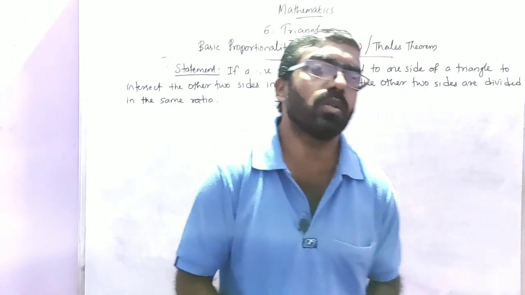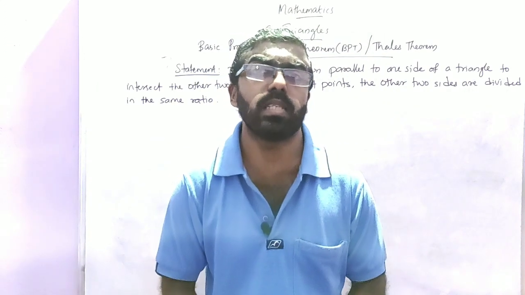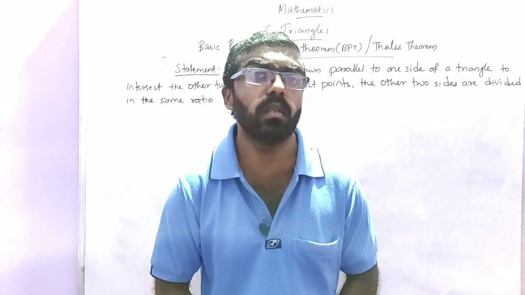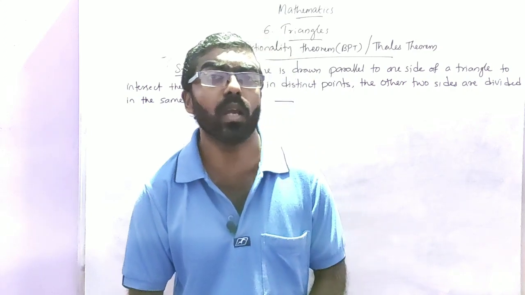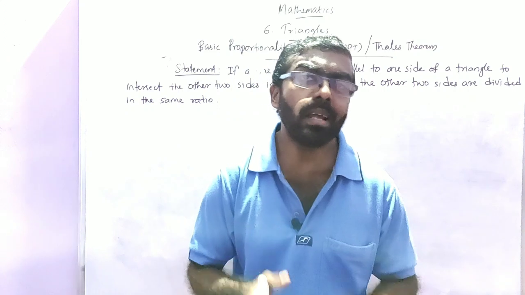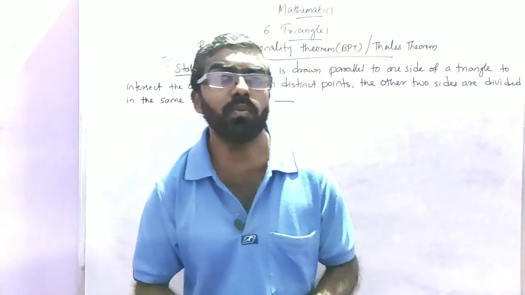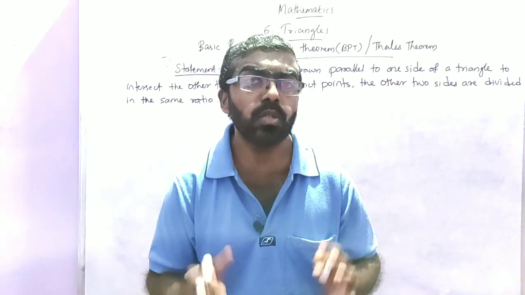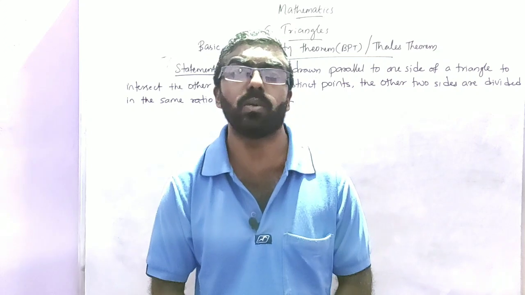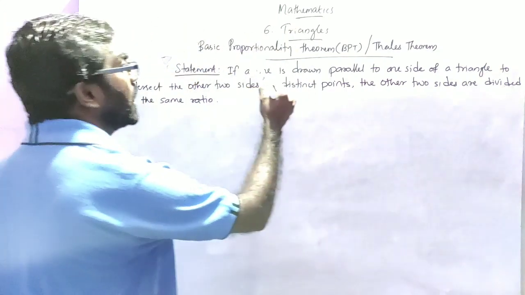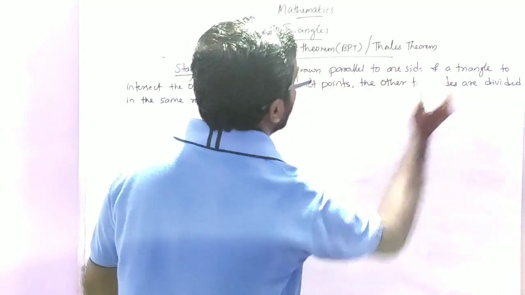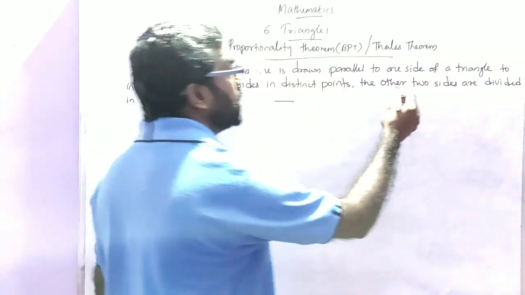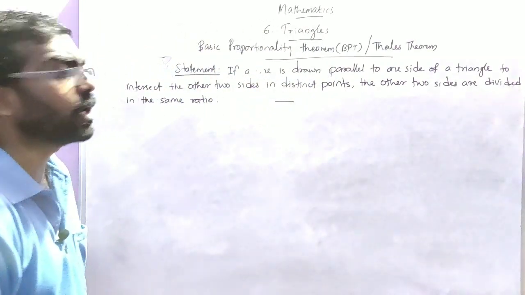Now we move on to a very important topic in this chapter, the basic proportionality theorem, BPT, or the Thales theorem. It's a very important question in the board exam. It's a 4-mark question. The theorem states that if a line is drawn parallel to one side of a triangle to intersect the other two sides in distinct points, the other two sides are divided in the same ratio. I repeat, if a line is drawn parallel to one side of a triangle to intersect the other two sides in distinct points, the other two sides are divided in the same ratio.